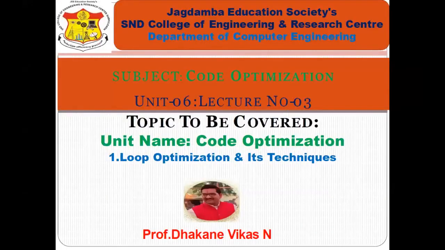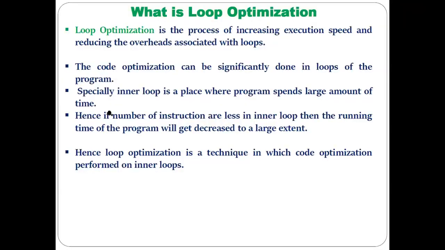Hello and welcome all of you. Let's continue with unit 6. The next remaining part in unit 6 is related to another kind of code optimization, and that is loop optimization. So today we will discuss what exactly loop optimization is and the different techniques of loop optimization. Last time we discussed basic blocks and the flow graph with an example. So let's discuss loop optimization today.